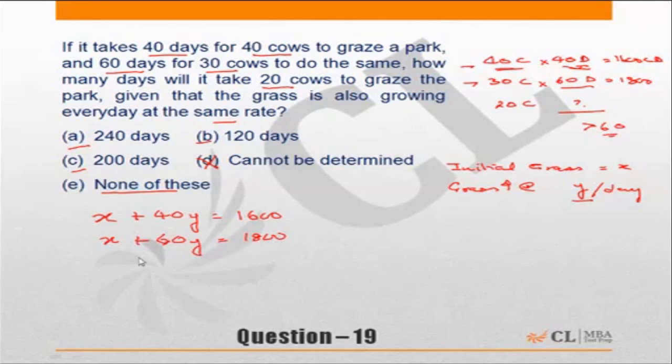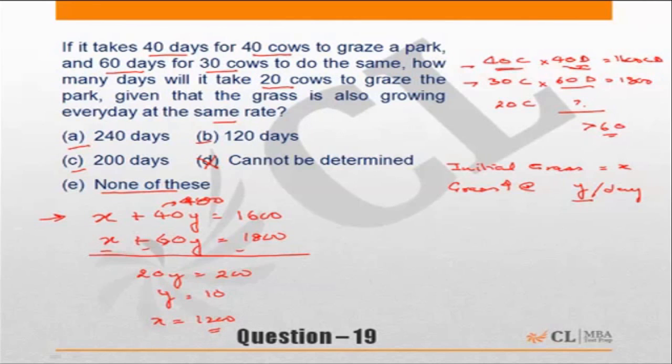Let's subtract. So we can say 20Y is equal to 200, or Y is equal to 10. So if Y is equal to 10, substitute in any of the two equations, you will find X is equal to, if Y is 10, this becomes 400. So X plus 400 is 1600, so X is equal to 1200.